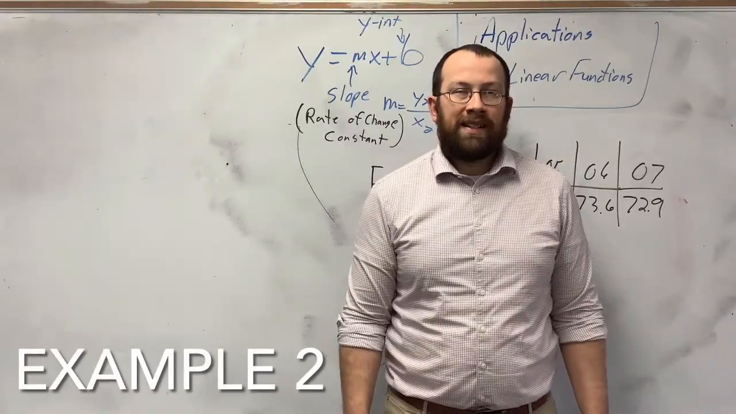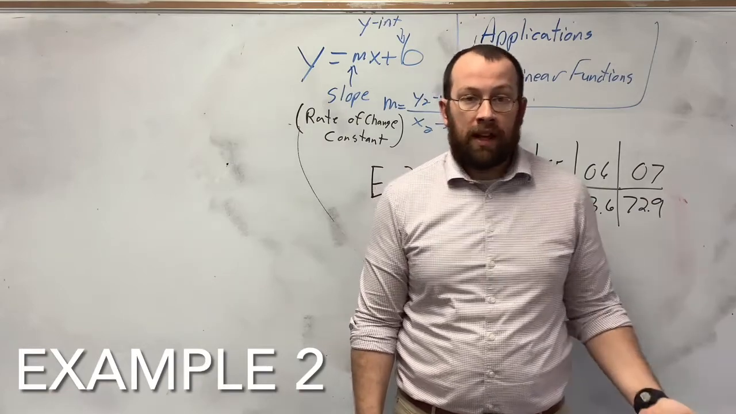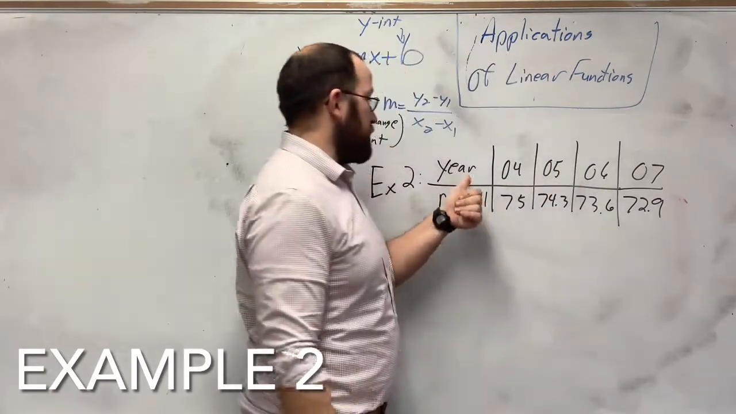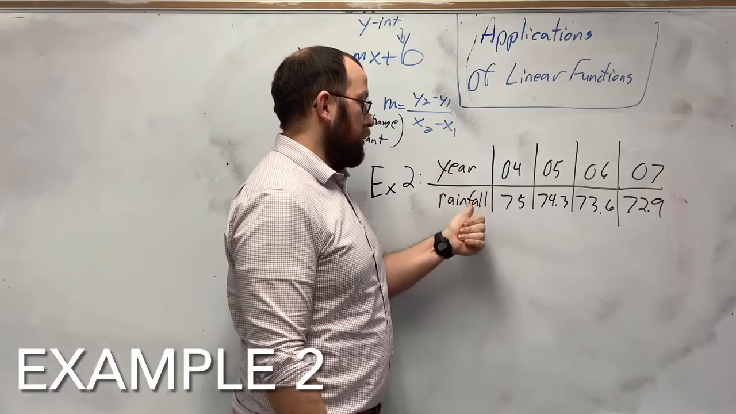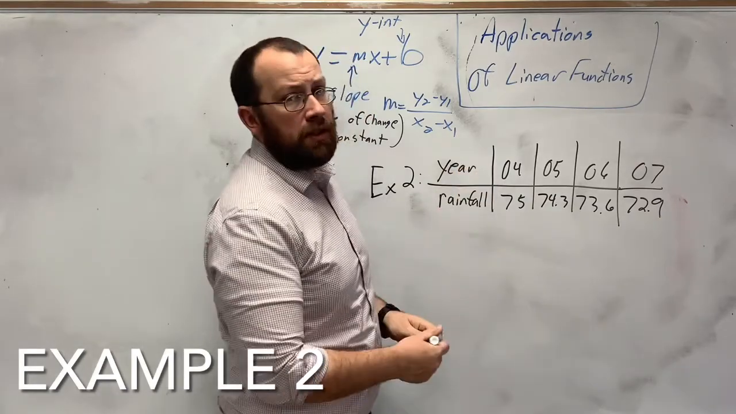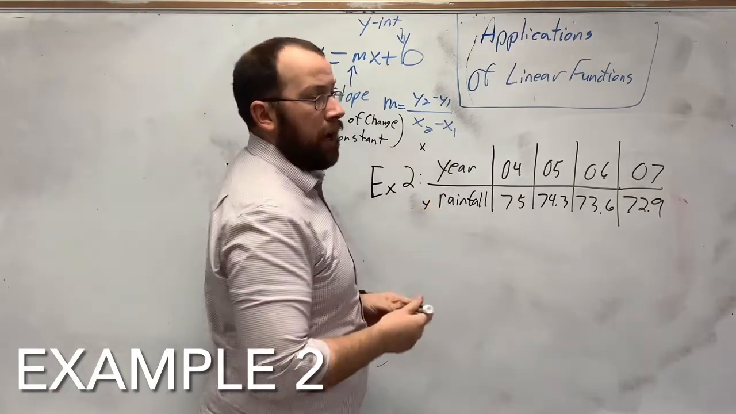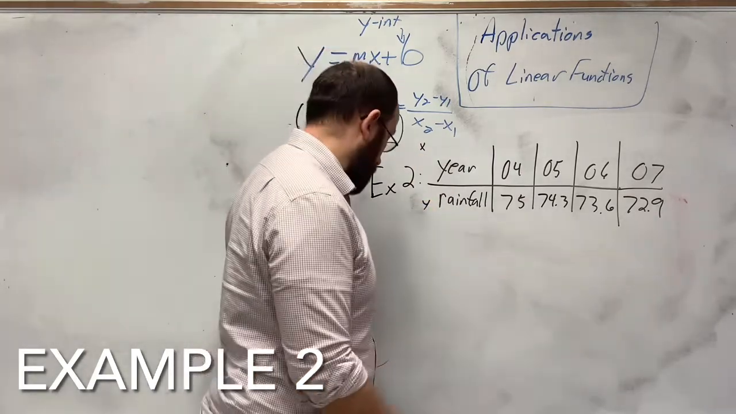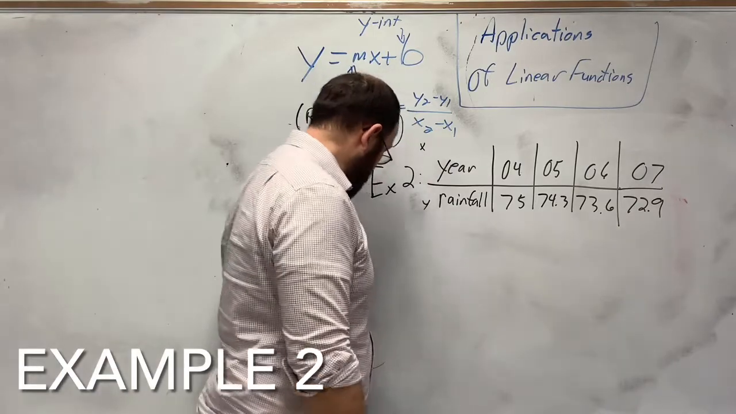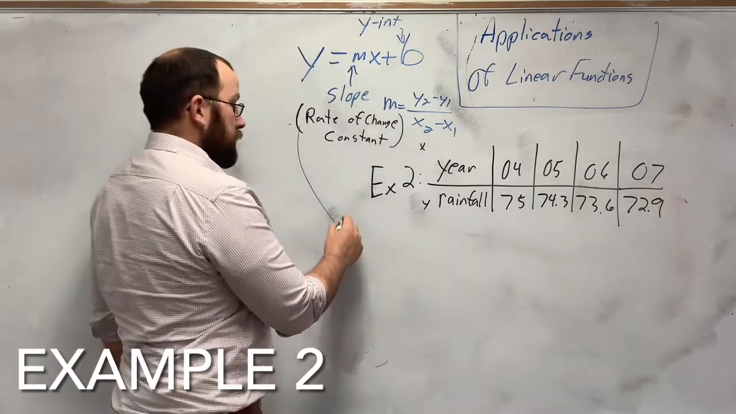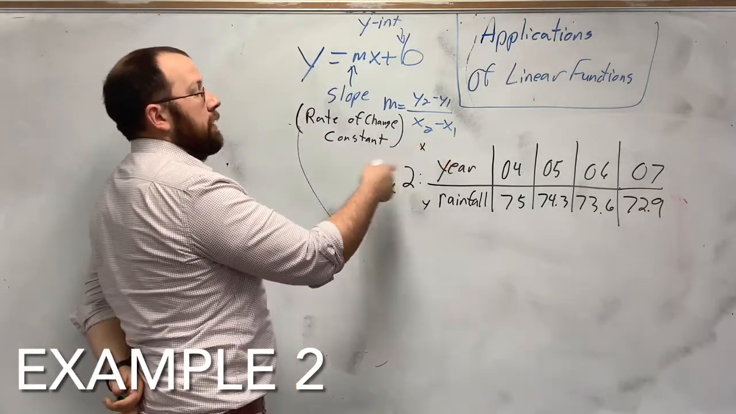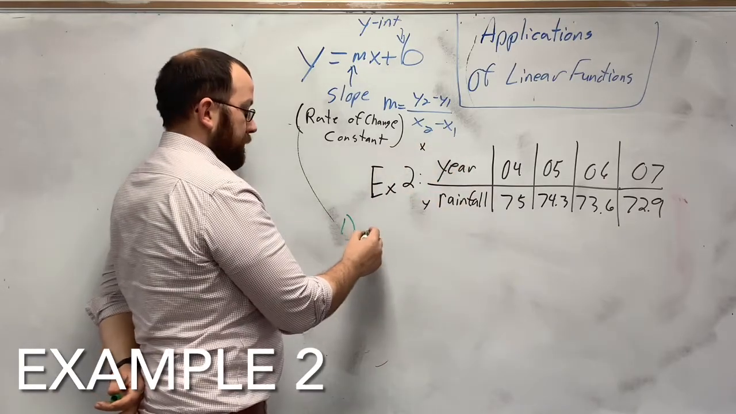For our second example, we're going to do another table. But this time we give it fancy names instead of x and y. Say year and rainfall. The top is always your x or your domain or your input. The bottom is always your y or your output or your range, whatever you want to call it. It doesn't really matter. So the first thing we'll want to do, because now we're going to find the equation with this.